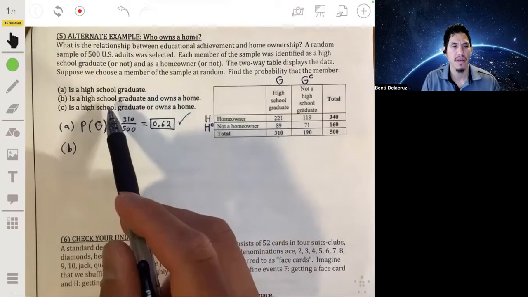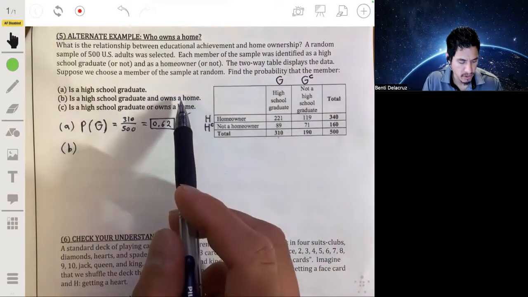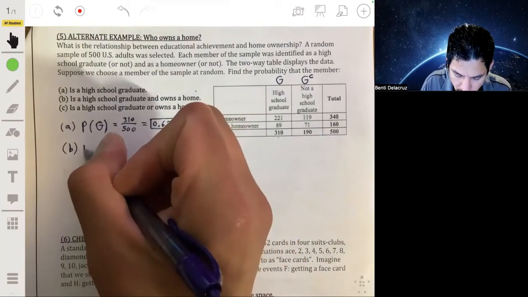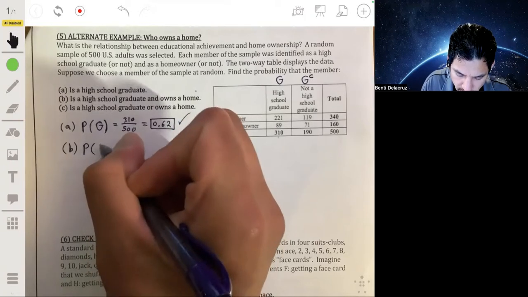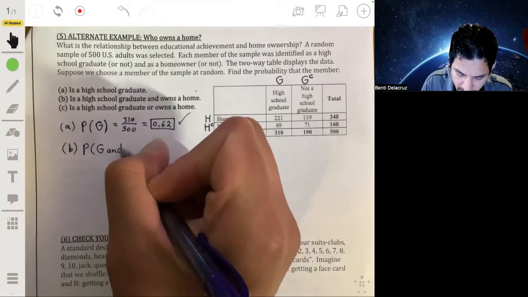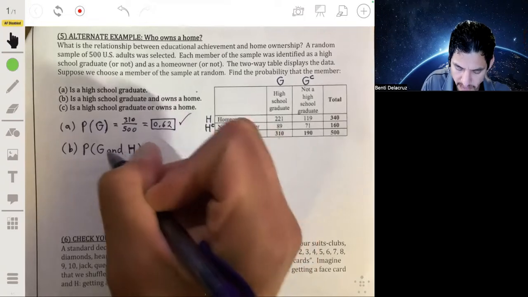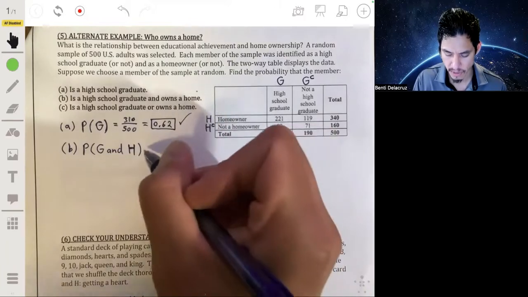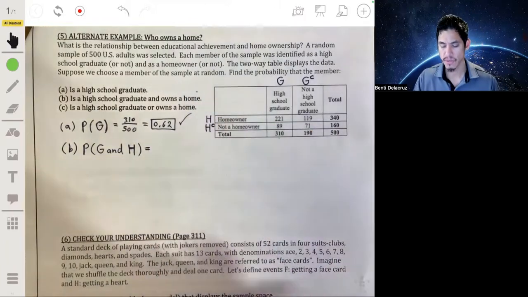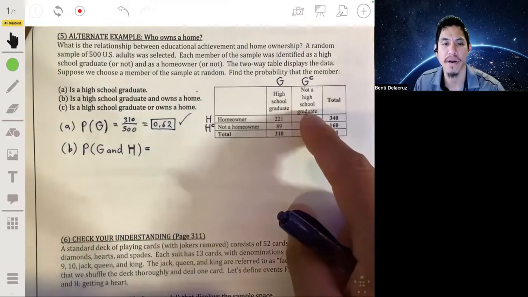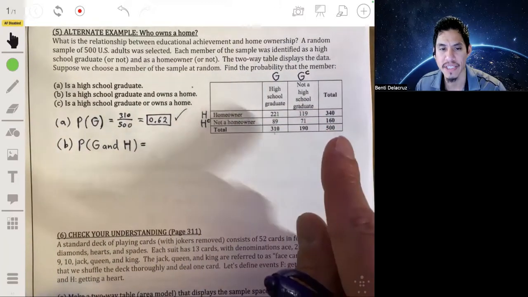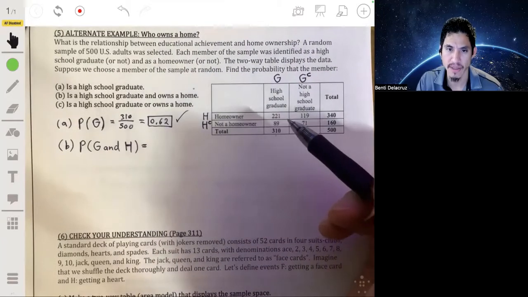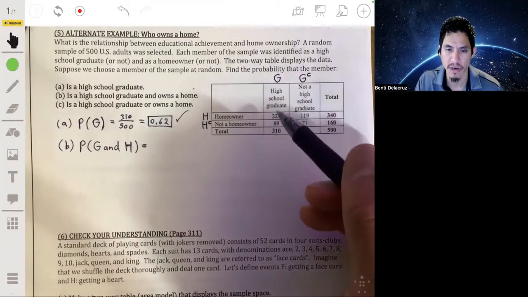Part B is a high school graduate and owns a home. Okay, so we got something else. So the probability of G and H, because we have G meaning that they're a high school graduate, and we have H meaning that they own a home. The probability of G and H. So we want to look at this table to see where both H and G occur. So where are the numbers that represent the people that are both a high school graduate and a homeowner?